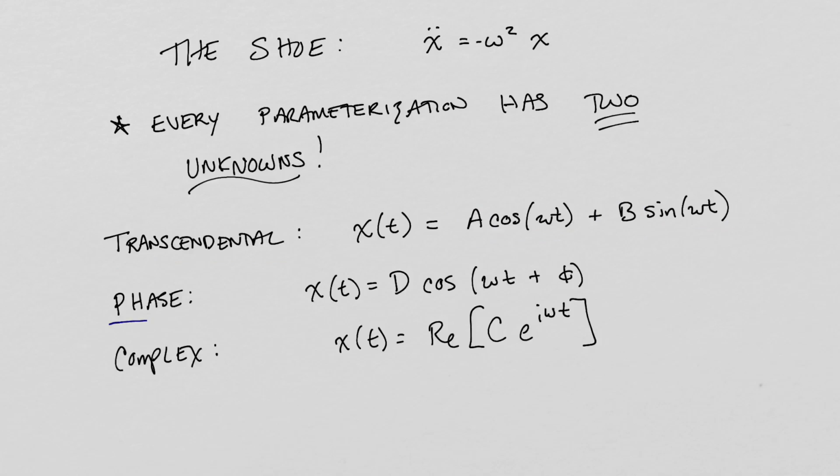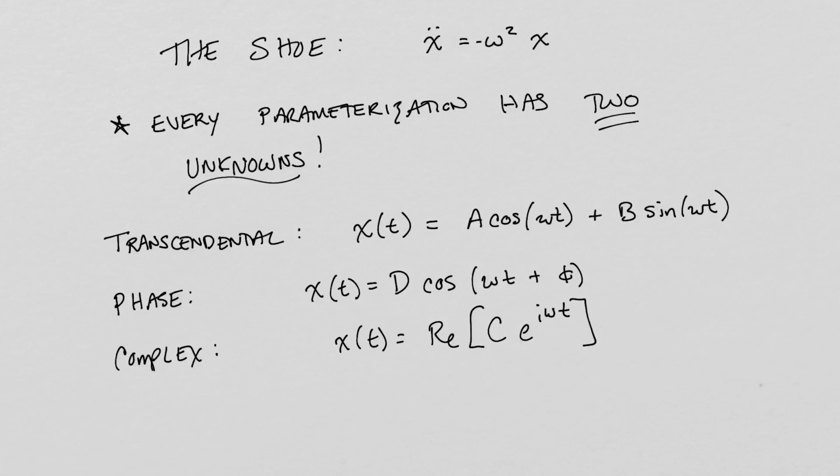There's also the phase parameterization, and in this phase parameterization, I only have one transcendental function because I've encoded my two unknowns in this overall amplitude d and this phase phi. And depending on how good your pre-calc class was, you know that using double angle formulas or angle addition formulas and things like that, I can always write a sum of two transcendental functions as one transcendental function with this phase. So it's not surprising that we can do this rewriting, but this way our two unknowns are encompassed in those pieces of information.